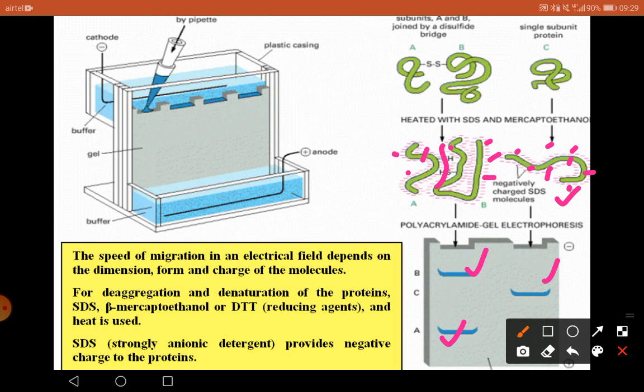So this is the buffer reservoir. We have one buffer reservoir here, and one buffer reservoir here, and the gel is in between the upper reservoir and the lower reservoir. Actually the gel is present in between two glass plates.